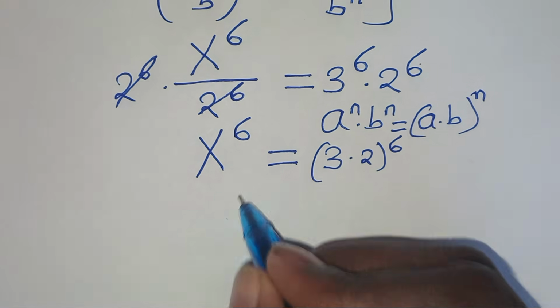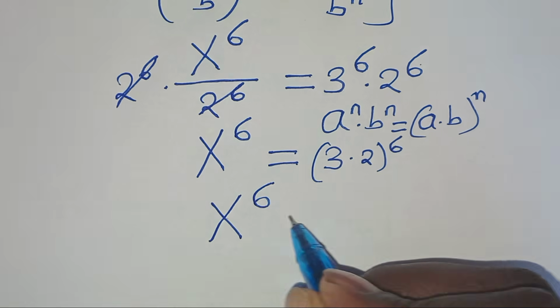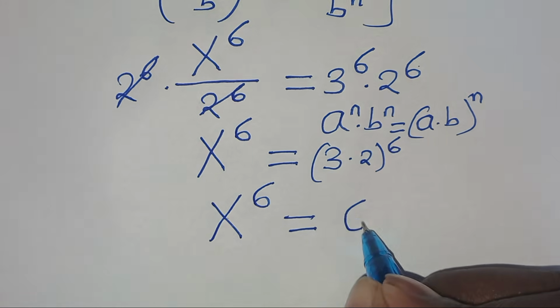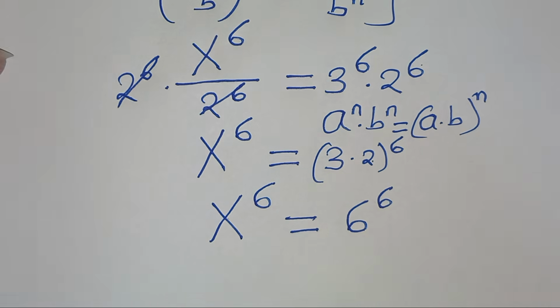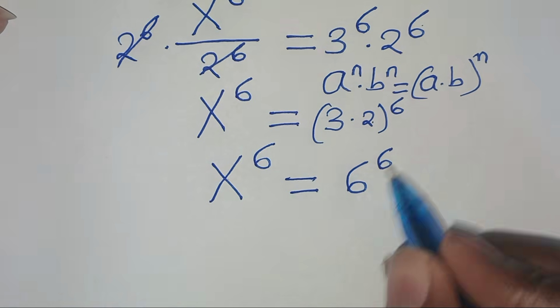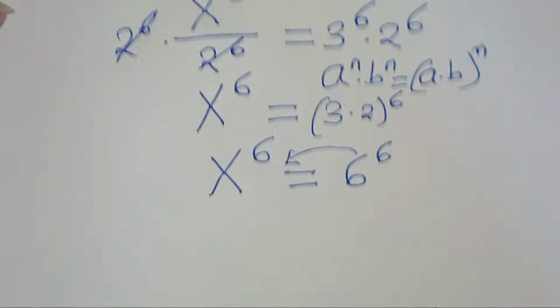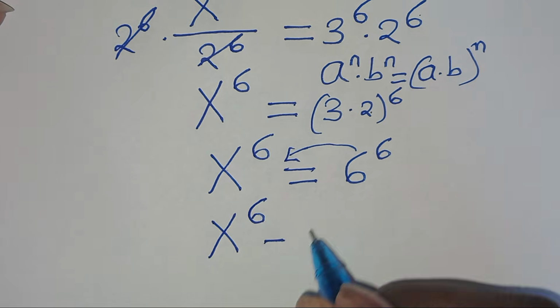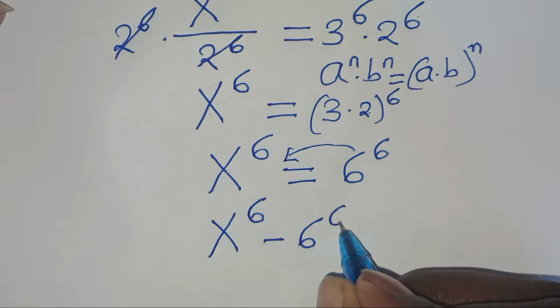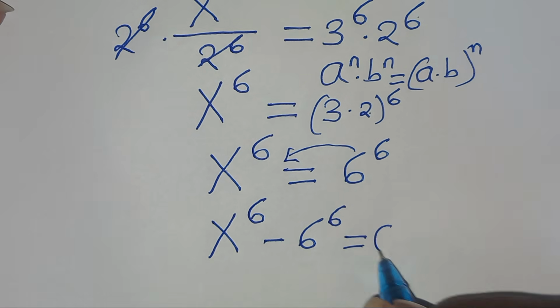So this means that we have x^6 equal to 6, since 3 times 2 is 6, raised to the power of 6. So let's take 6^6 to the left hand side, so that we have x^6 minus 6^6 equal to 0.